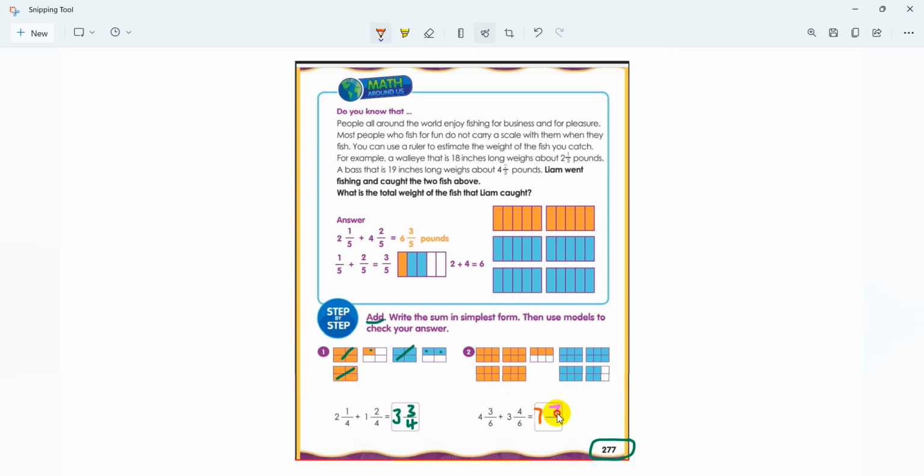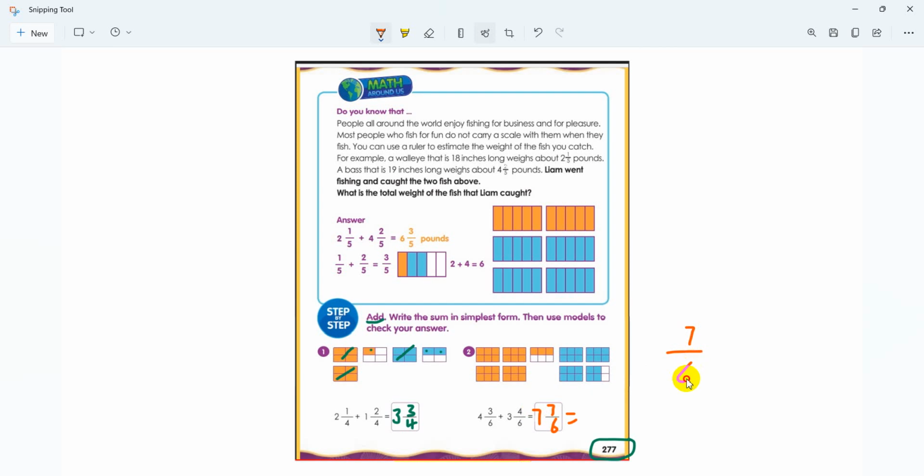3 quarters plus 3 sixths plus 4 sixths equals 7 sixths here. So it's 7 over 6. But when you find a fraction whose numerator is more than the denominator, like this one here, 7 over 6, we can rewrite the fraction.